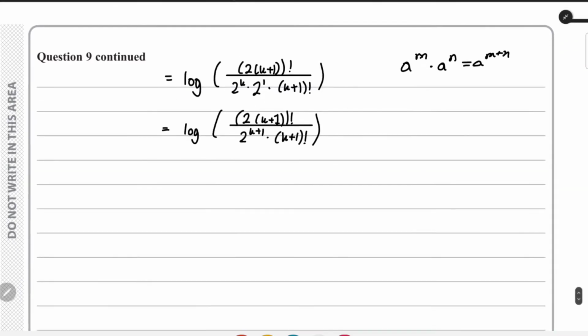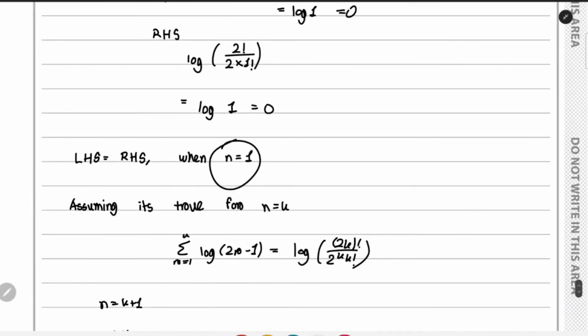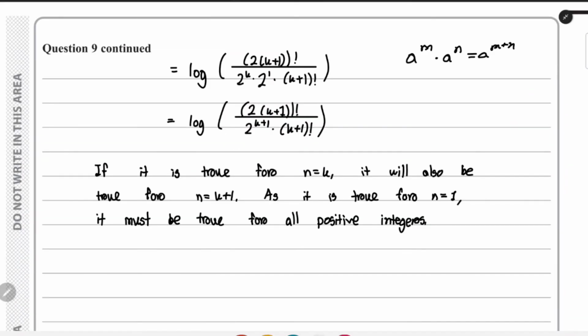So if it's true for n equals to k, it will also be true for n equals to k plus 1. Since it's true for 1, it will be true for all positive integers. This is how we write down our answer. We talk about how if it is true for n equals to k, it must also be true for n equals to k plus 1. And if it's true for 1, it will also be true for 2. If it's true for 2, it will be true for 3. So if we go on and on, it must be true for all positive integers. And that's it for this paper.